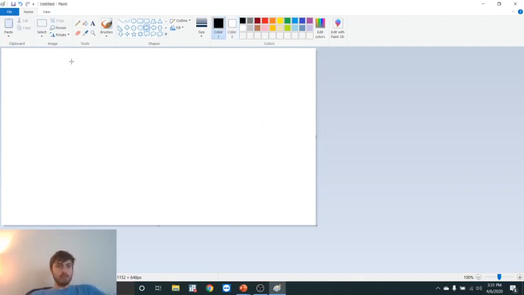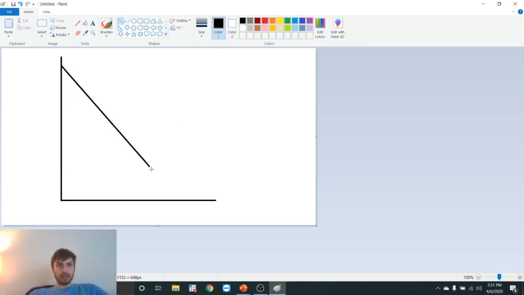Okay, so for monopoly, remember the big thing was that the firm had what? They have a downward sloping demand curve. Okay, and then they've got a marginal cost curve below it.